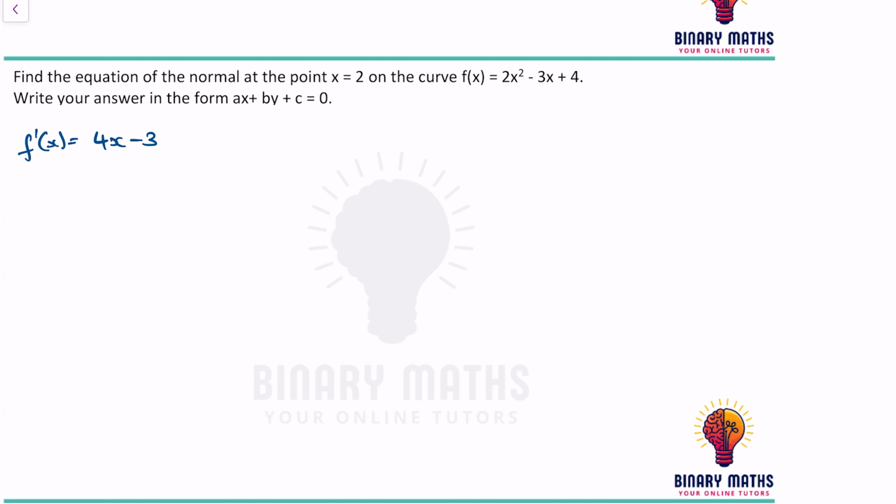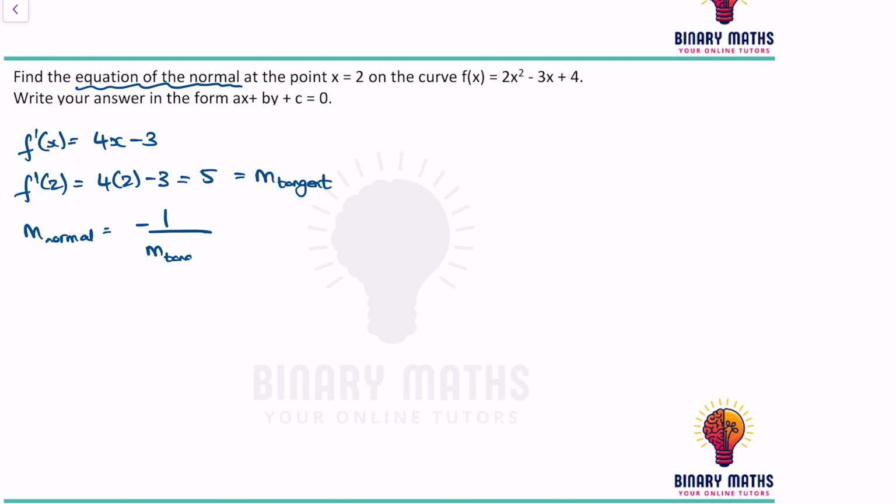Now the gradient of the tangent at x equals 2. So if I substitute 2 in the derivative, f dash of x, then I get 4 times 2 take away 3, which is equal to 5. Now be careful, this is the gradient of the tangent. We're trying to find the normal. Don't forget that if you know the tangent, the gradient of the normal is the negative reciprocal of the gradient of the tangent, which means it's going to be minus 1 over 5.